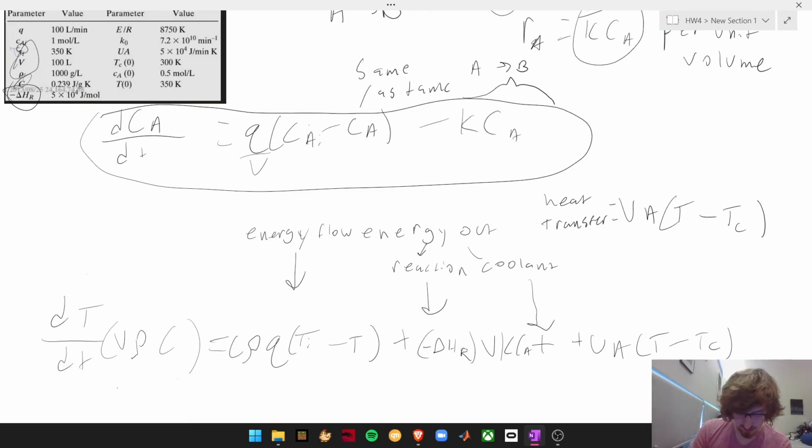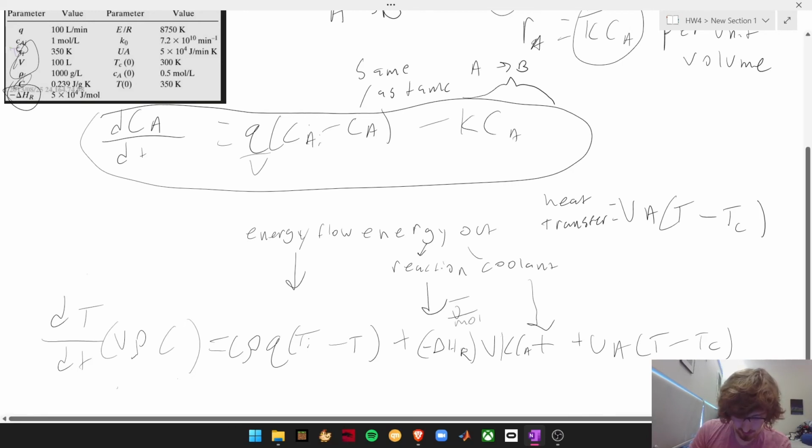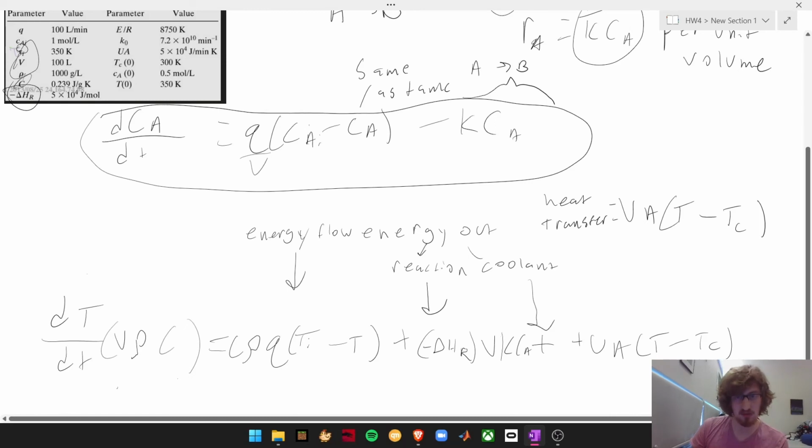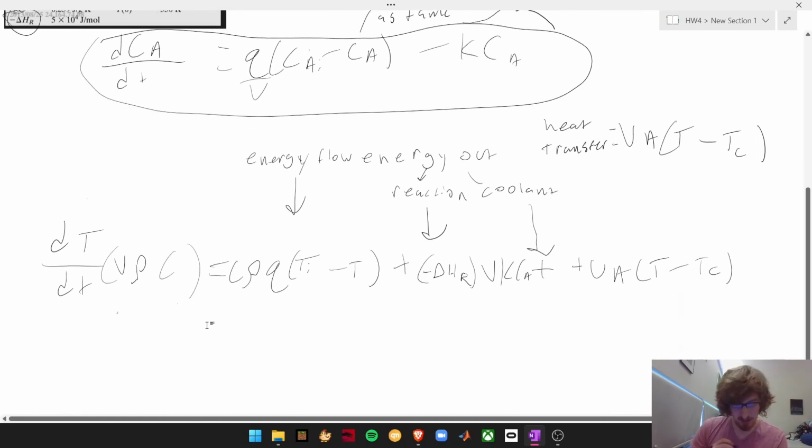So if we wanted to look at this, we can look at it in terms of joules per mole. This will give us liters, and then this will give us moles per liter. And then the moles cancel out, and we'll be left with moles. And then from here, all we have to do to write this in terms of the temperature instead of the total energy transfer is divide across by V, our volume, times density times our heat capacity. And that's just pretty simple algebra.